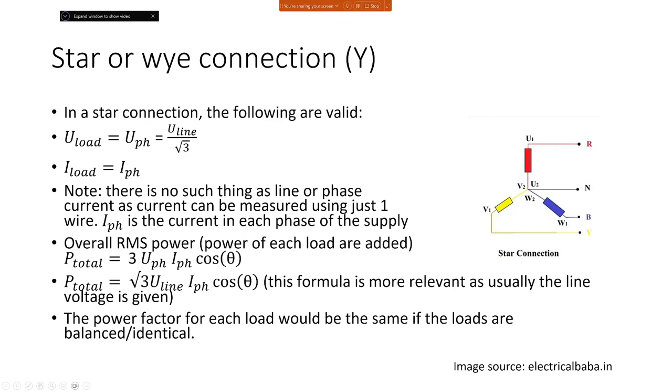And in current, there is no such thing as line or phase current, because current is just something you can measure in one wire itself. So there is no reference needed. Whereas for voltage, you need to compare the voltage of one thing with the other thing so that you get a potential difference. You don't look at absolute voltages ever in real life. It's always a difference. You need 2 points. But for current, it's just absolute. It's in one wire, so we can get that.